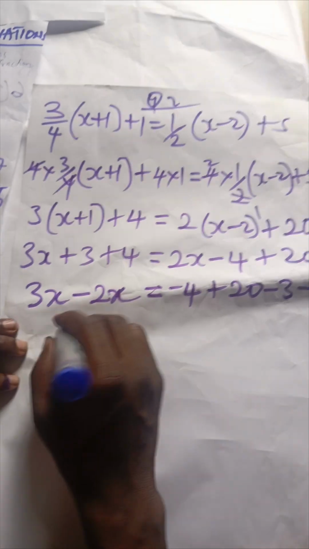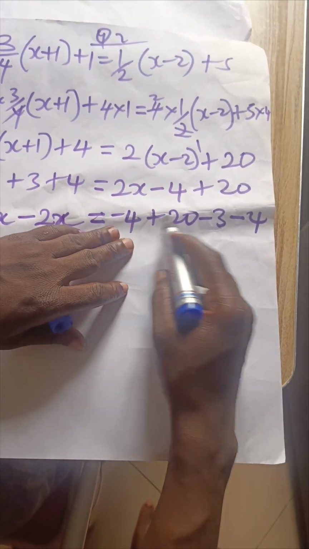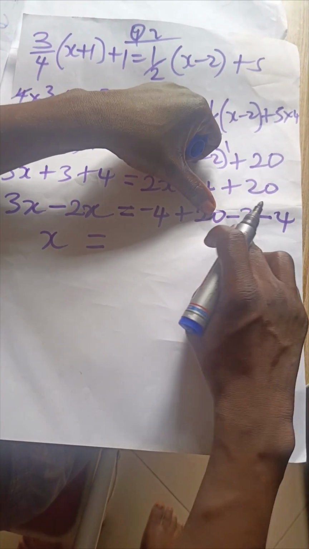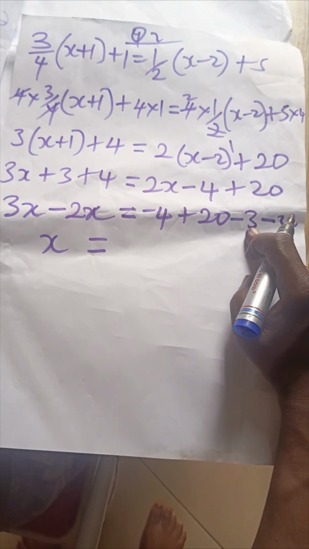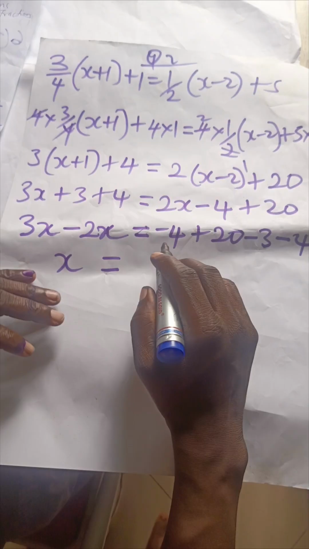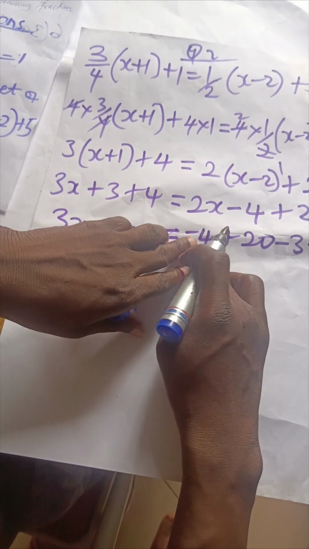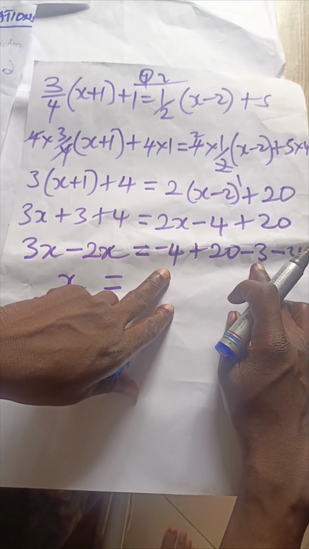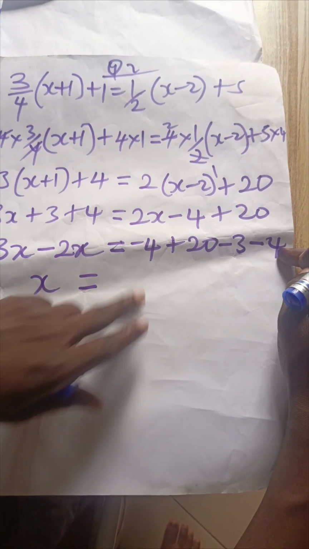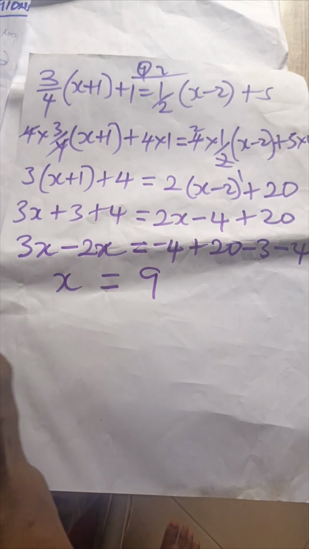So here we are going to get x is equal to, we have negative 4 plus 20 will give us plus 16. Then 16 minus 3... let me come again. Let's add the negatives. So negative 4 and negative 3 will give us negative 7, plus negative 4 will give us negative 11. So when we subtract the 11 from 20, we are going to get 9.